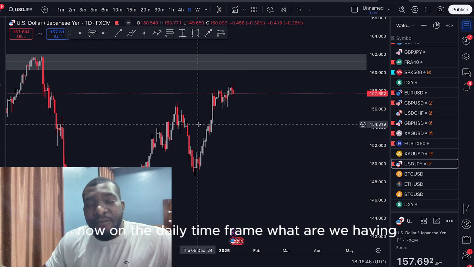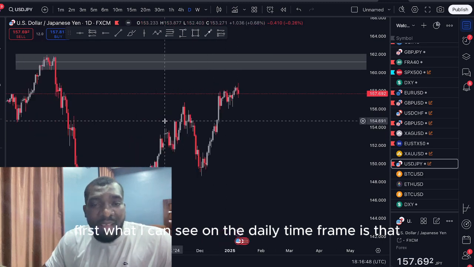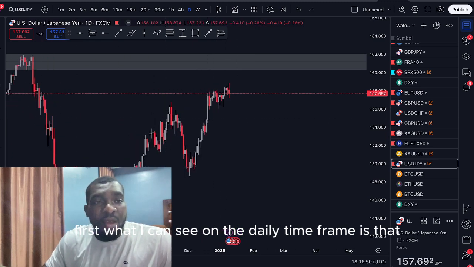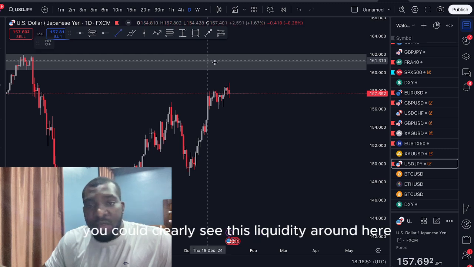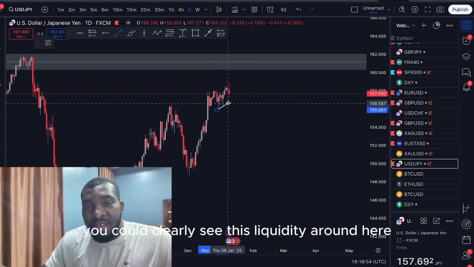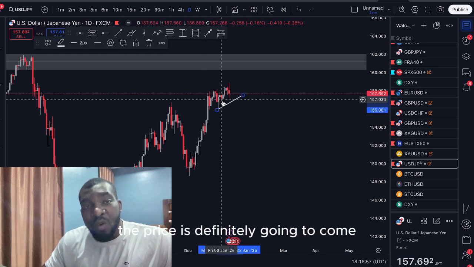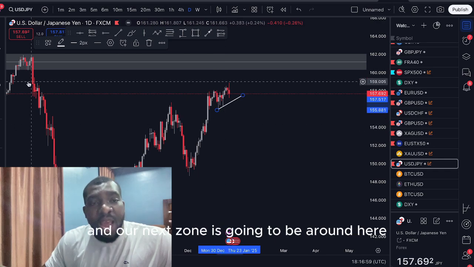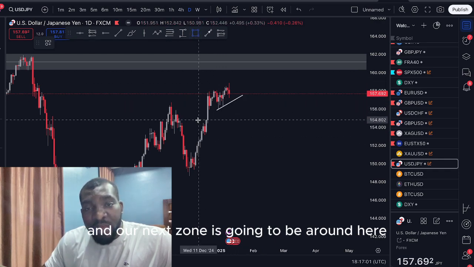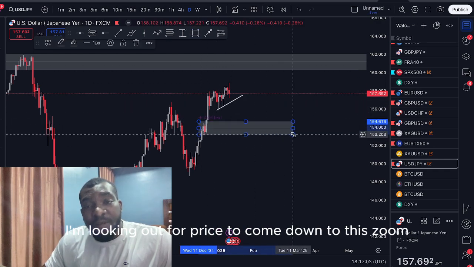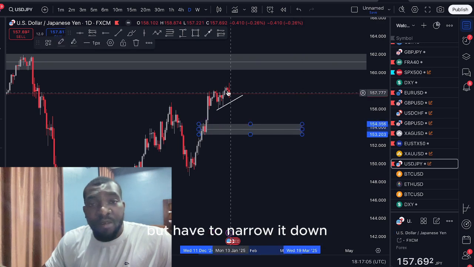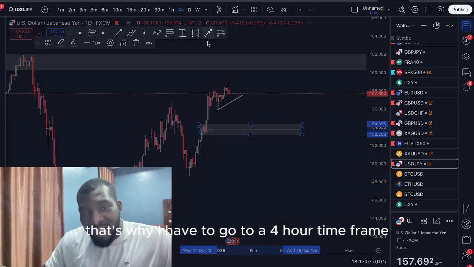Now on the daily time frame, what are we having? First, what I can see on the daily time frame is that we have a liquidity around here. You could clearly see this liquidity around here. The price is definitely going to come and take on this daily time frame, and our next zone is going to be around here. I'm looking out for price to come down to this zone, but I have to narrow it down. That's why I have to go to our 4-hour time frame.